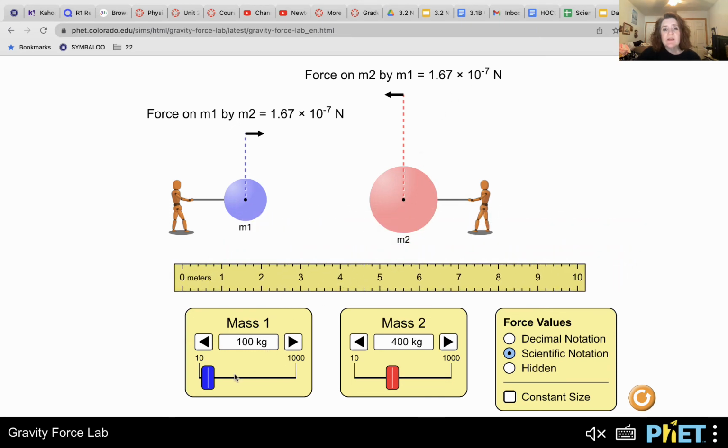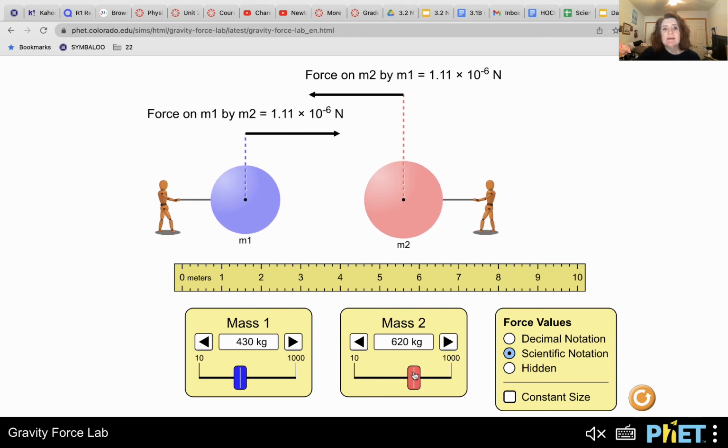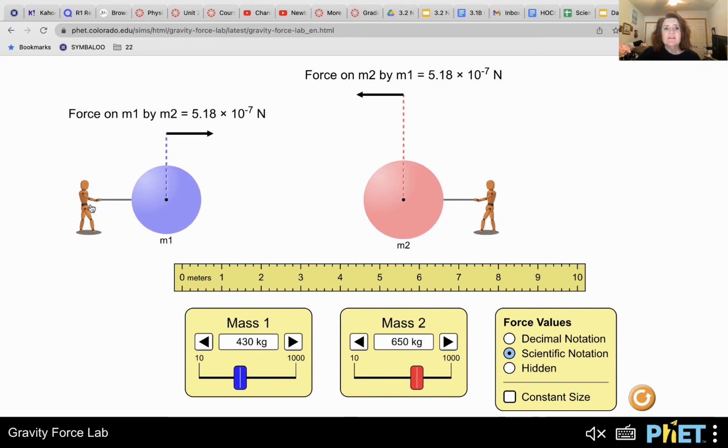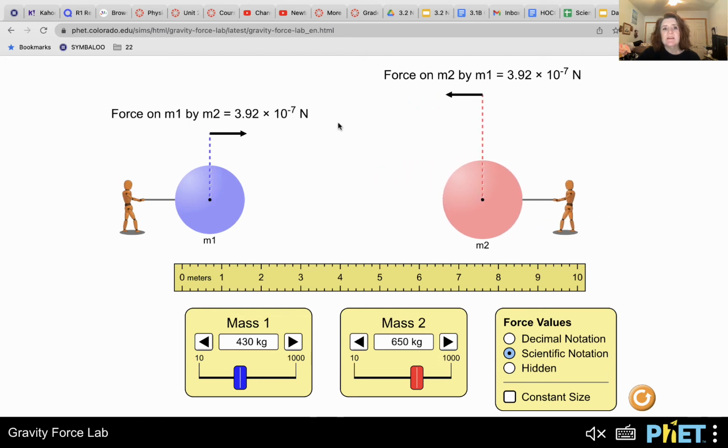Notice the ruler can be moved, the masses can be changed, and as the masses change, the distances change, you can actually get the calculation of the force.